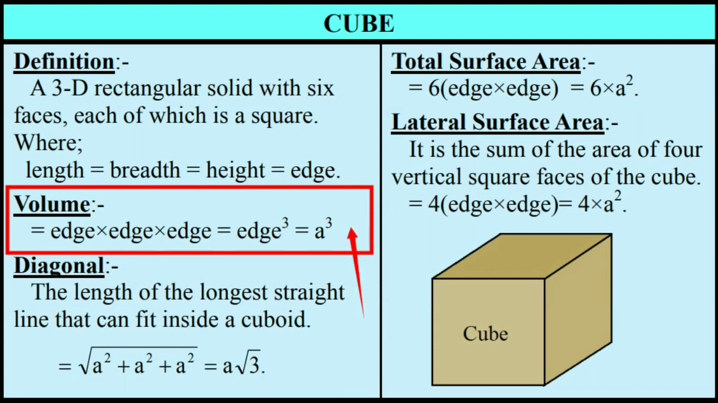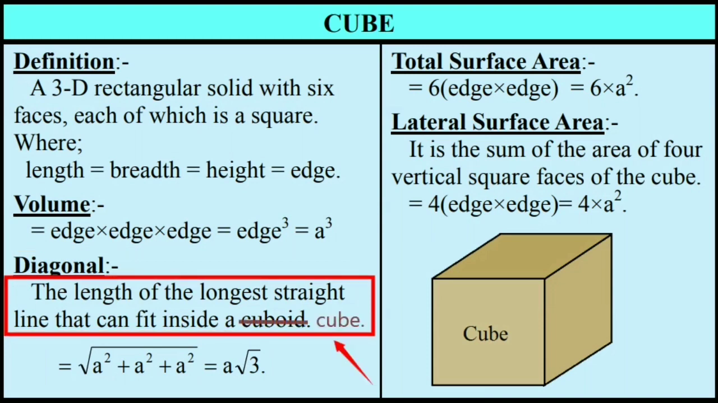As we know that a cuboid has three dimensions, length, breadth and height. Here too in a cube three dimensions are there, but all those are equal. Hence directly we can write volume of a cube is edge multiplied by edge multiplied by edge, that is the cube of the edge.